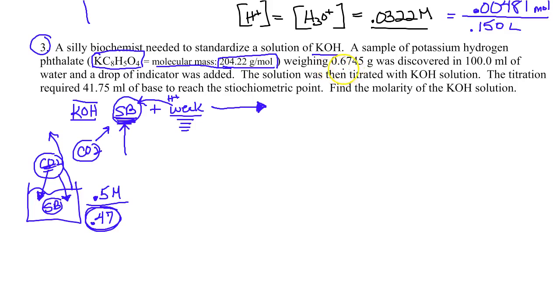So basically they took 0.6745 grams and dissolved it in 100 milliliters of water. The solution was filtered and titrated with KOH. So they're saying that I took some dry grams of KHP, that's potassium hydrogen phthalate, and dissolved that in 100 milliliters of water, or made a 100 milliliter solution, and it dissolved because it is soluble.